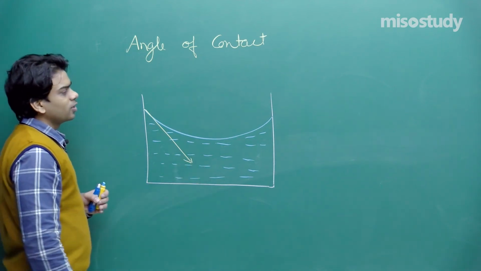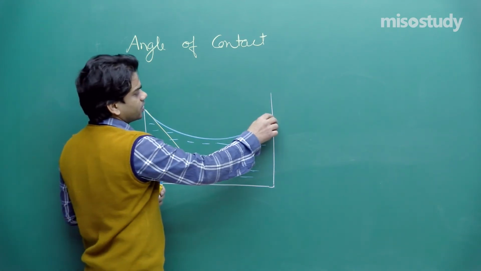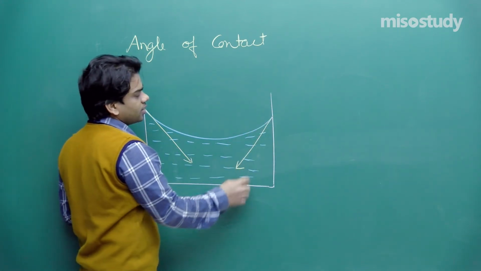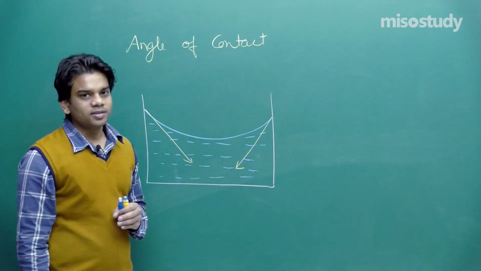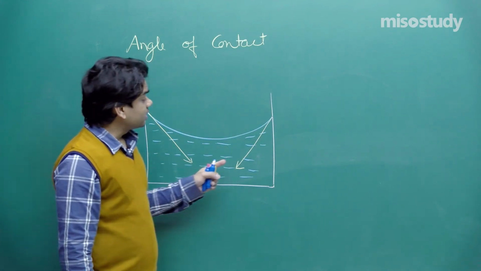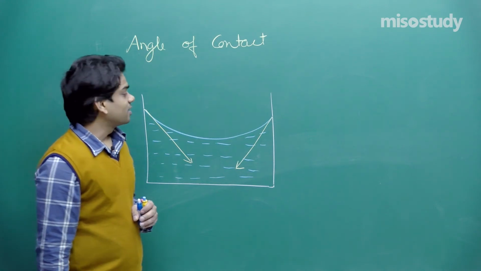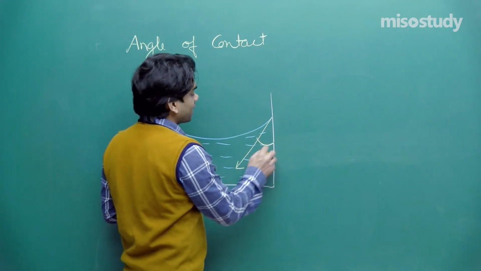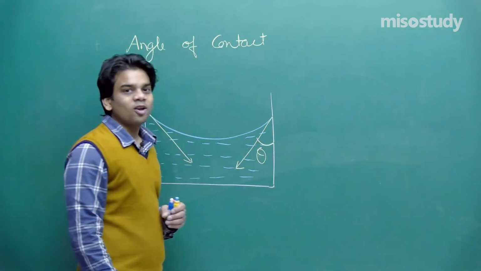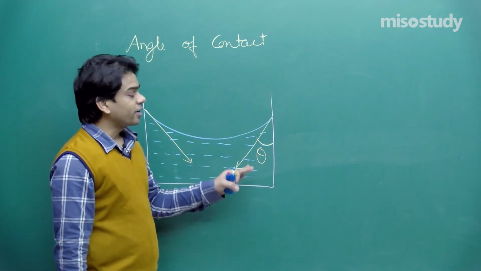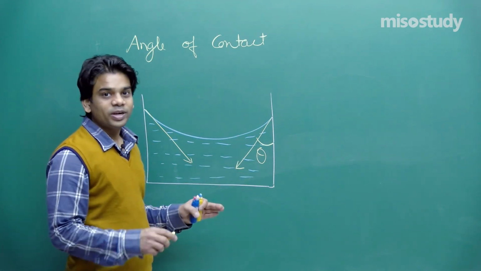I hope that it will be clear to you all. Or let me show you here. Here also you can see and understand. This is a tangent that I have drawn at this part. Now this tangent makes an angle with the glass surface. This angle is the angle of contact, theta. Theta is the angle of contact. Now see, theta is acute for this liquid, which wets the glass surface.